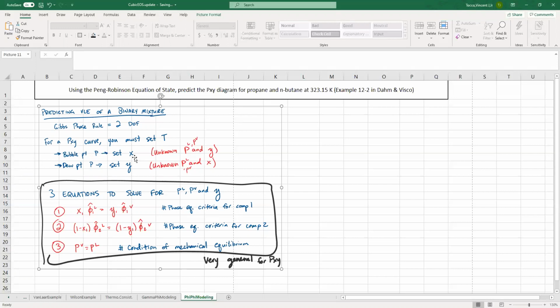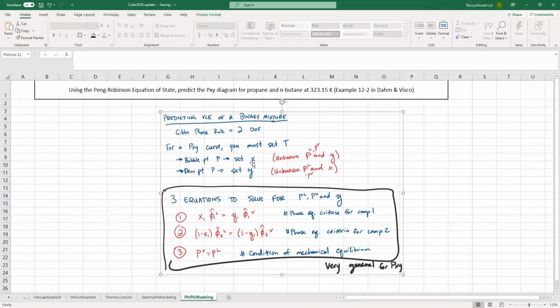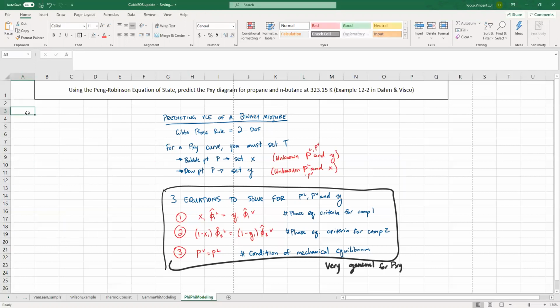So we could either set X or set Y, and then if we set X, we have to calculate the bubble point pressure, then we can calculate Y after that. If we set Y, we can calculate the dew point pressure and then calculate X after that. So either or will work. Traditionally, I prefer to do the X because the bubble point calculation is slightly easier. And also, I don't know why, but I prefer to set X every time. Just personal preference, like I said.